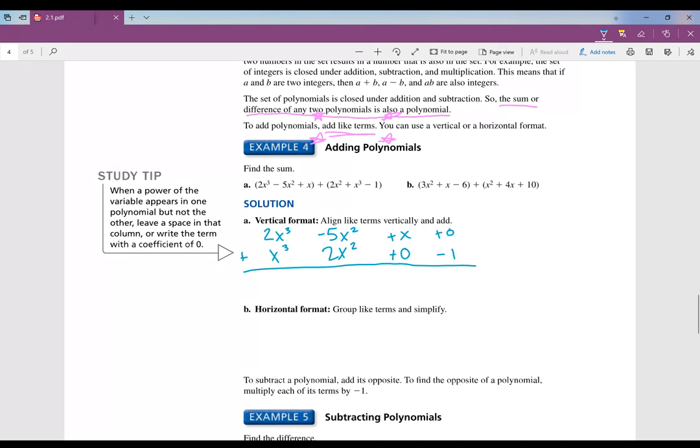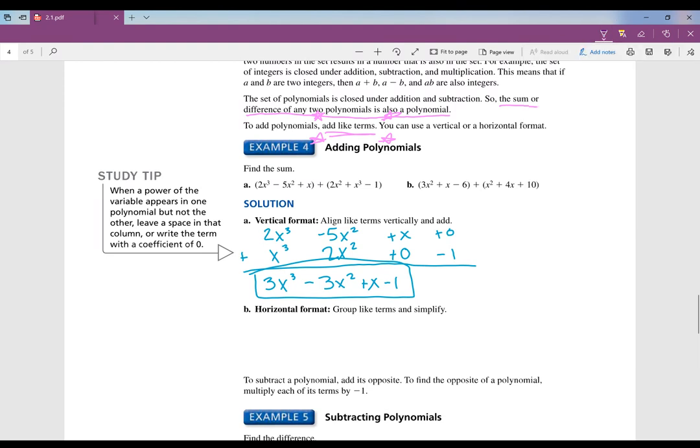Now if we add straight down, we have 2x cubed plus 1x cubed. That's going to give us 3x cubed. We have negative 5x squared plus 2x squared. That's going to be negative 3x squared. x plus 0 is going to be x. And 0 plus -1 is going to be -1. And that would be our answer. So when you're doing this, you have to make sure that you are writing your polynomials in standard form so that you can line up all the terms.